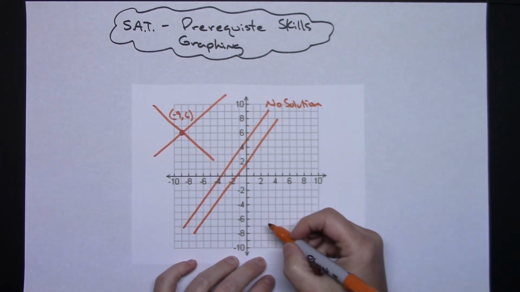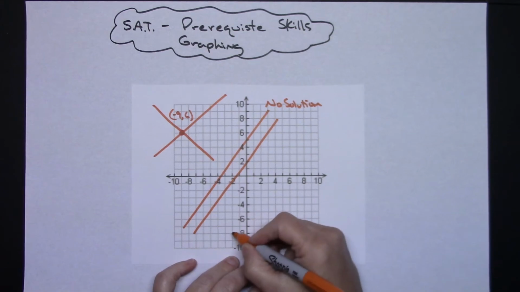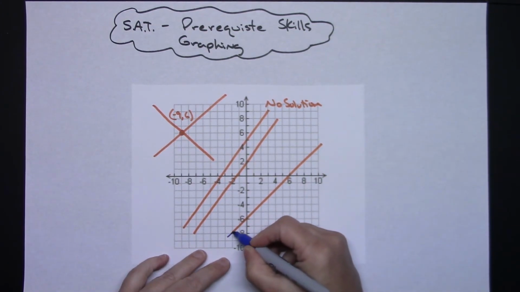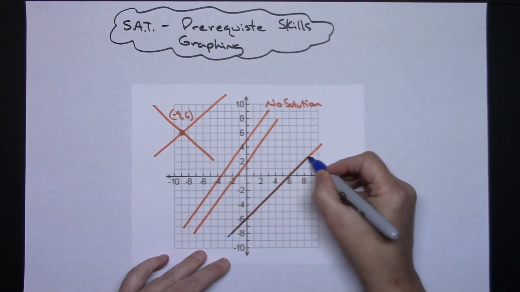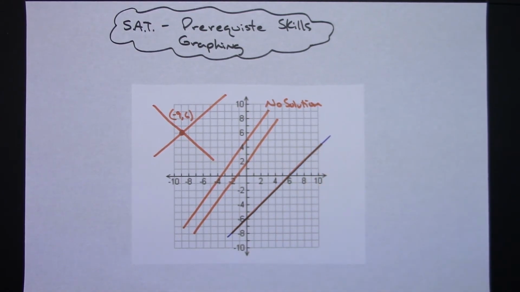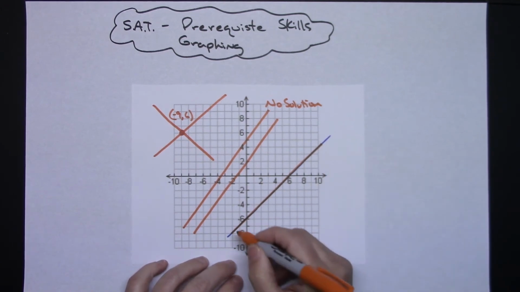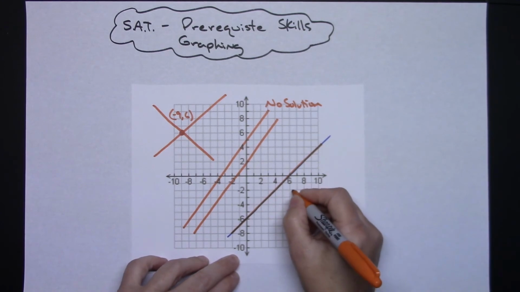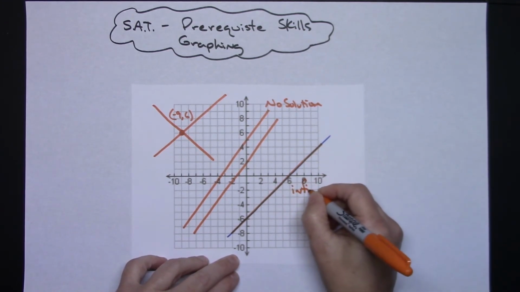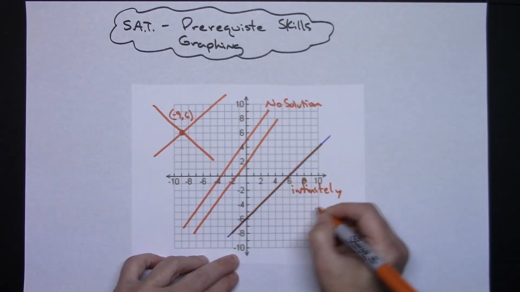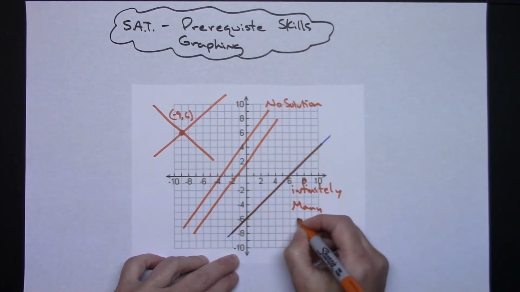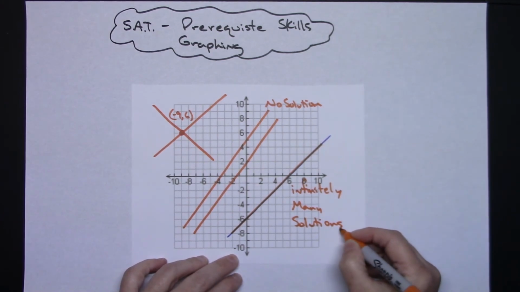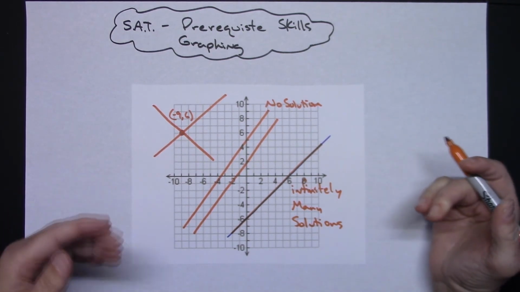The third scenario would be if I graph a line and then when I graph the second line it ends up being right on top of that first line. Well then the question is, how many points do they have in common? Every point on the line is in common. So this one is infinitely many solutions. So they do consider this to be a prerequisite skill for graphing, solving systems of equations.